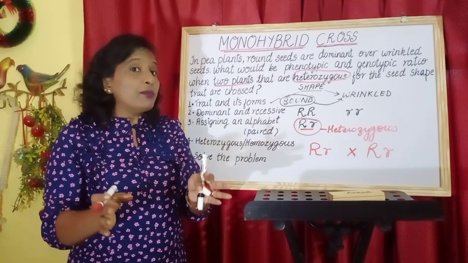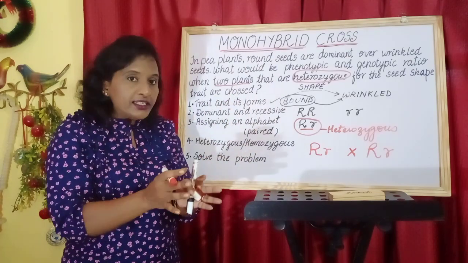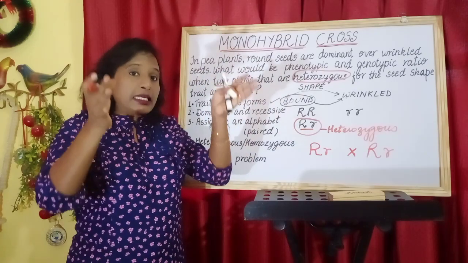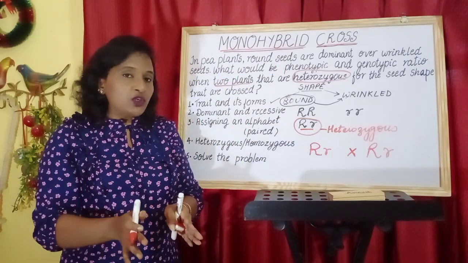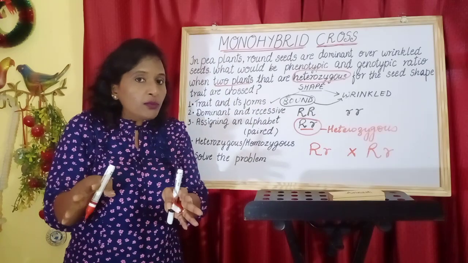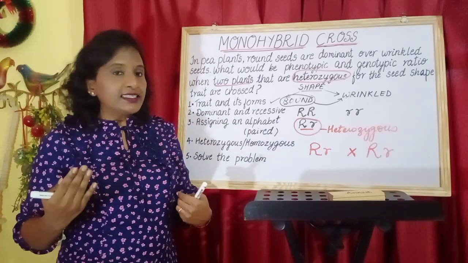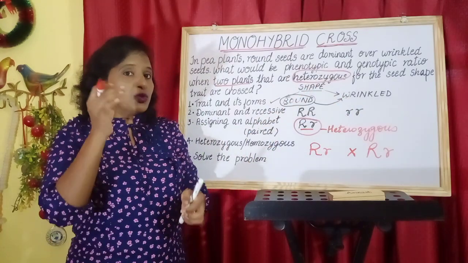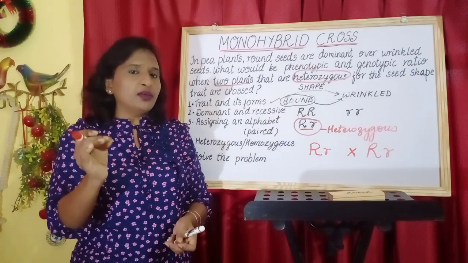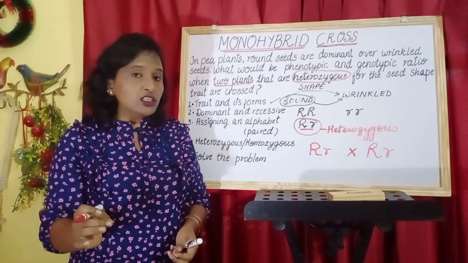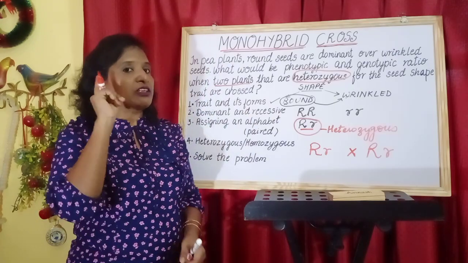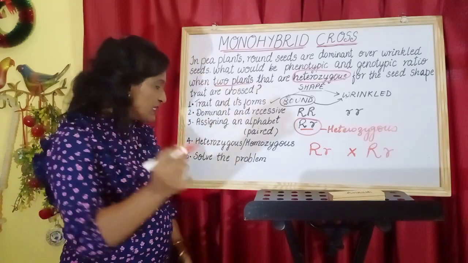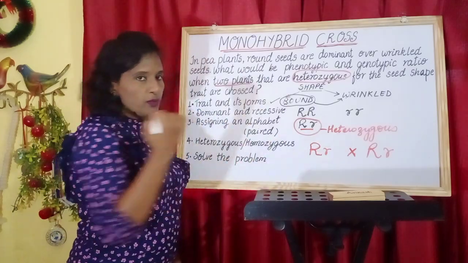So what do we mean by monohybrid cross? It is a cross made between two individuals having two forms for a particular trait. Similarly, we had seen here two forms for a particular trait. So in any monohybrid problem based on this cross, only one trait with two forms will be asked. So we'll see how to solve this problem.